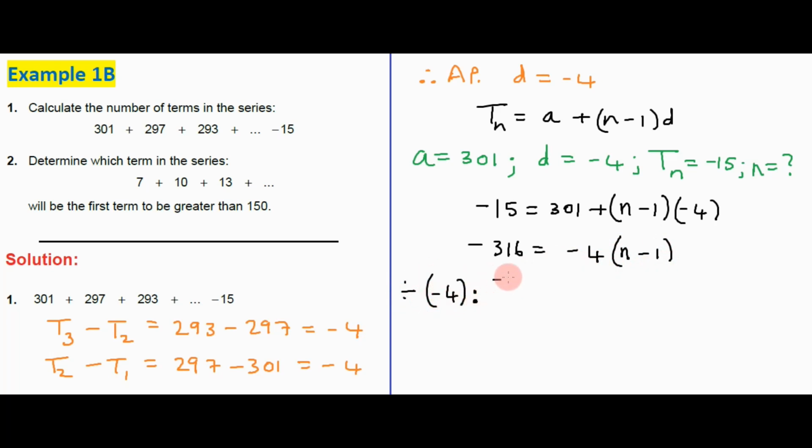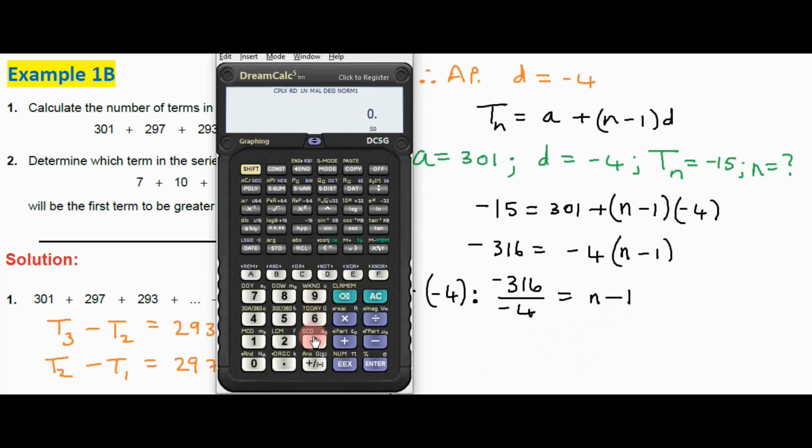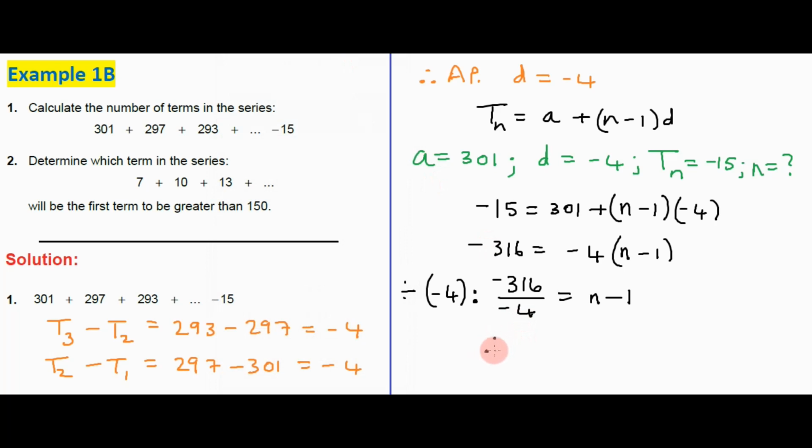So we have -316 divided by -4 equals n minus 1. We can use a calculator. 316 divided by 4 comes to 79. So n minus 1 is 79, and solving for n, we see that n is 80.